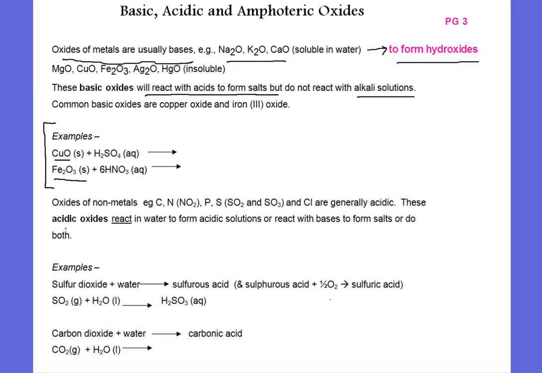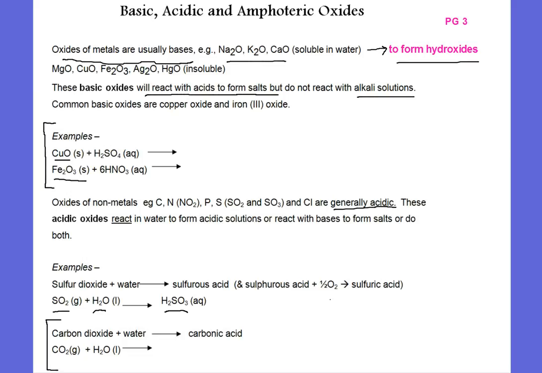The second fact you've got to learn in this video is that oxides of nonmetals are generally acidic. The reason they're called acidic is because they react in water to form acidic solutions, and they also react with bases to form salts, or they do both. There are some examples written here for you. Sulfur dioxide plus water turns into something called sulfurous acid, which is H2SO3, and that can then react with oxygen to form sulfuric acid. There's an example of an acidic oxide reacting with water to form an acidic solution. Another example is carbon dioxide reacts with water to form carbonic acid. Once again, here's an equation you can balance yourself, so pause the video and try to balance that equation.